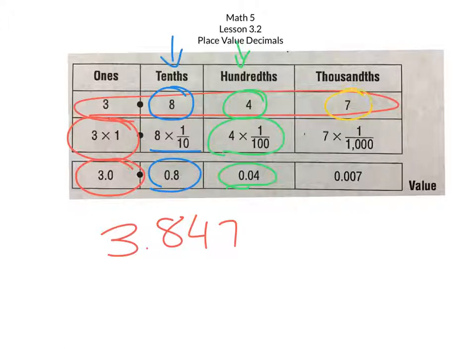And then the last one is in the thousandths place value. It's the third number over, so you can write it as 7 times 1/1000, or you can say the value of it is 0.007. So these are just the different forms. The standard form is this one. Write this in your journals.